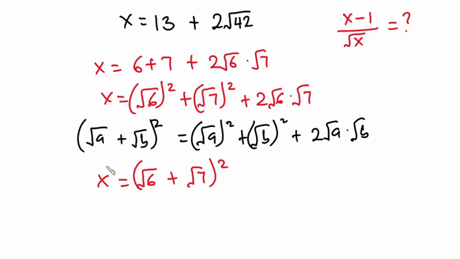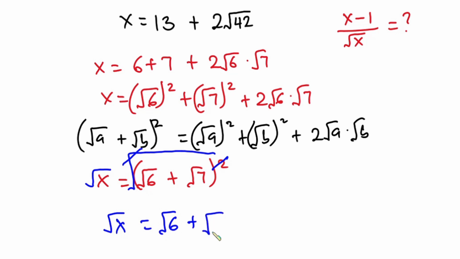Great. Now let's go ahead and take the square root on both sides. So we have a square root here, and straight away you can see that this square will cancel this square root. Now we have square root of x is equal to square root of 6 plus square root of 7. And I'll call this equation 1.